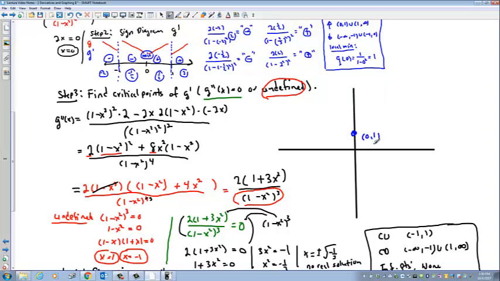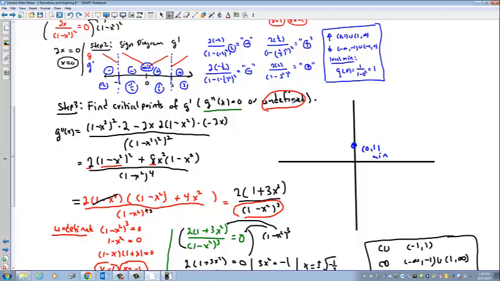Let's write down "min" underneath it. And there are no other points, no inflection point, so you just have this minimum right here. But remember, this is important, you do have vertical asymptotes at negative 1 and positive 1. That's something you have to watch out for.